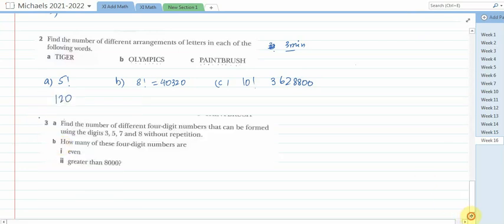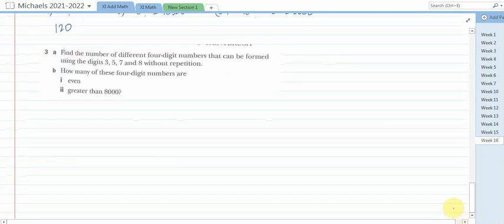Find the number of different 4-digit numbers that can be formed using digits 3, 5, 7 and 8 without repetition. The first part is quite simple: it's 4 factorial, which leads to 24. That is your part A answer. But if you talk about part B, it says how many of these 4-digit numbers are even. Now the question gets complicated here, right? And why is it complicated? Because now we need to meet a certain condition, that the number must always be even.